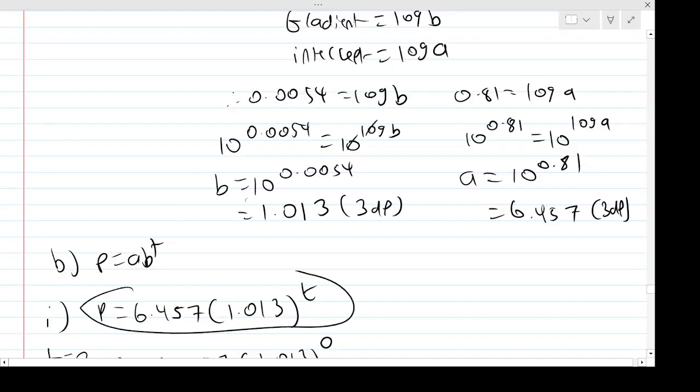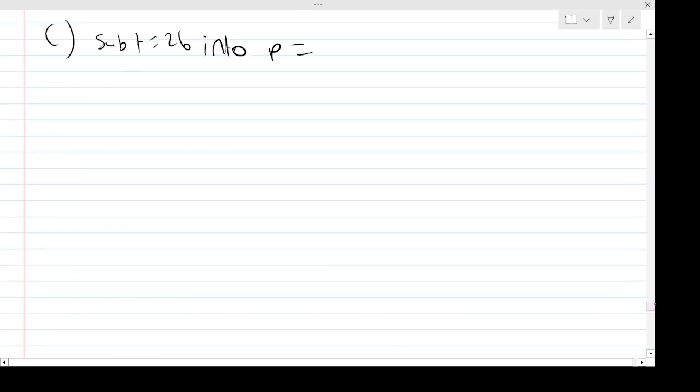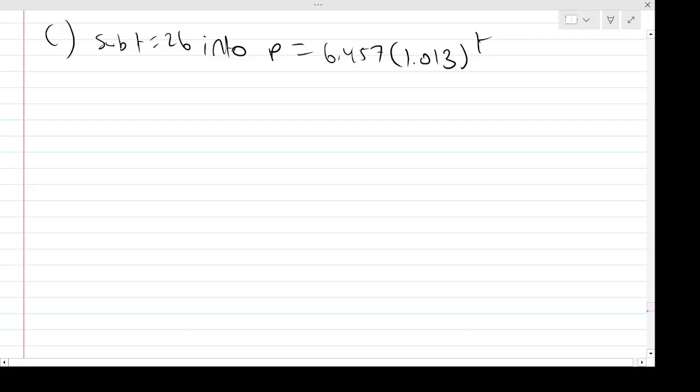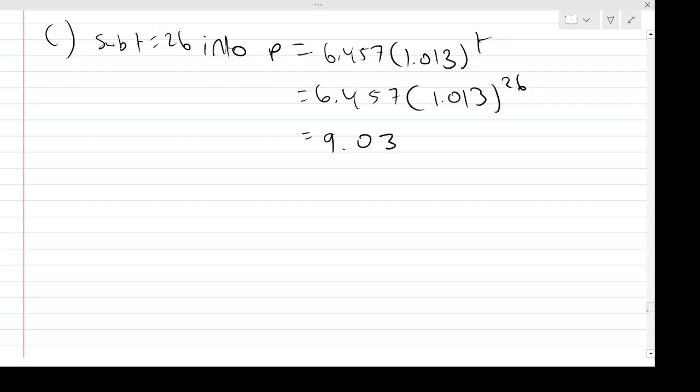Here. P is 6.457 times 1.013 to the T, was it? Yes, okay. And then when T is 26, that would be 6.457 times 1.013 to the 26. If we put that in the calculator, we get 9.034 to, let's say, 3 decimal places.